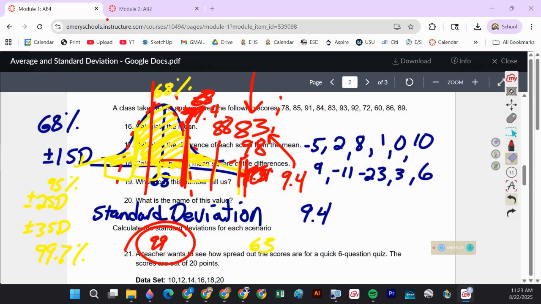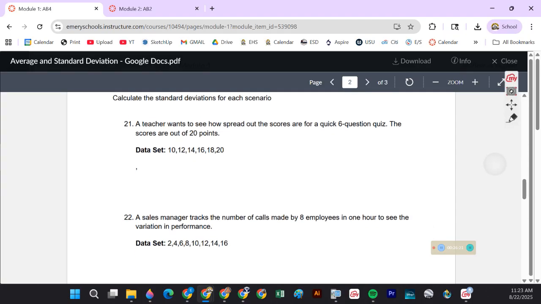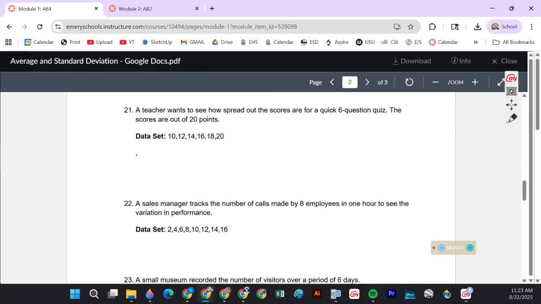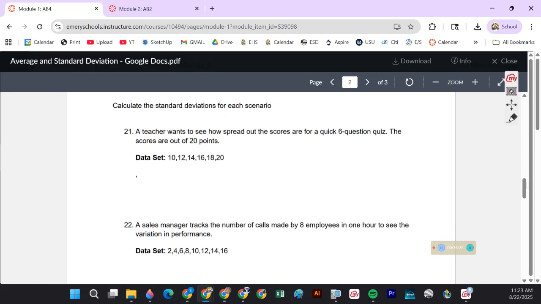All right. So your mission, should you choose to accept it, is to calculate the standard deviation of each of those data sets. So you need to find the average, you need to find the differences, you need to square the differences, take the average, and then take the square root. Okay? And there is an answer sheet on the back. Hopefully it's correct. All right. That's it. Get to work.